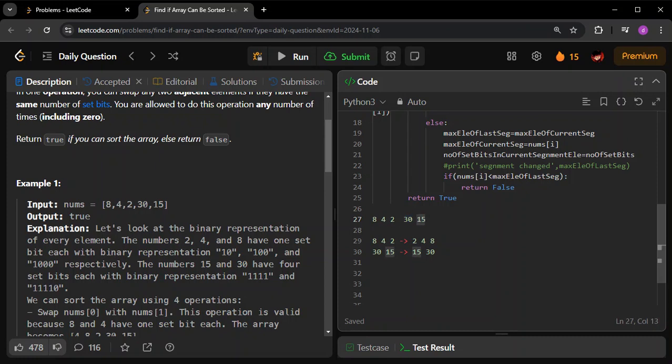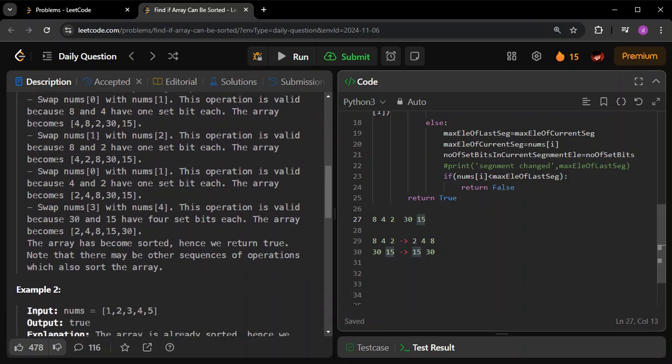That's why I'm saying, for every segment, every element in that segment should be greater than the max element of the last segment. If we can ensure that, then we can get this answer. If we cannot ensure that, that means the answer is not possible. We have to return false.